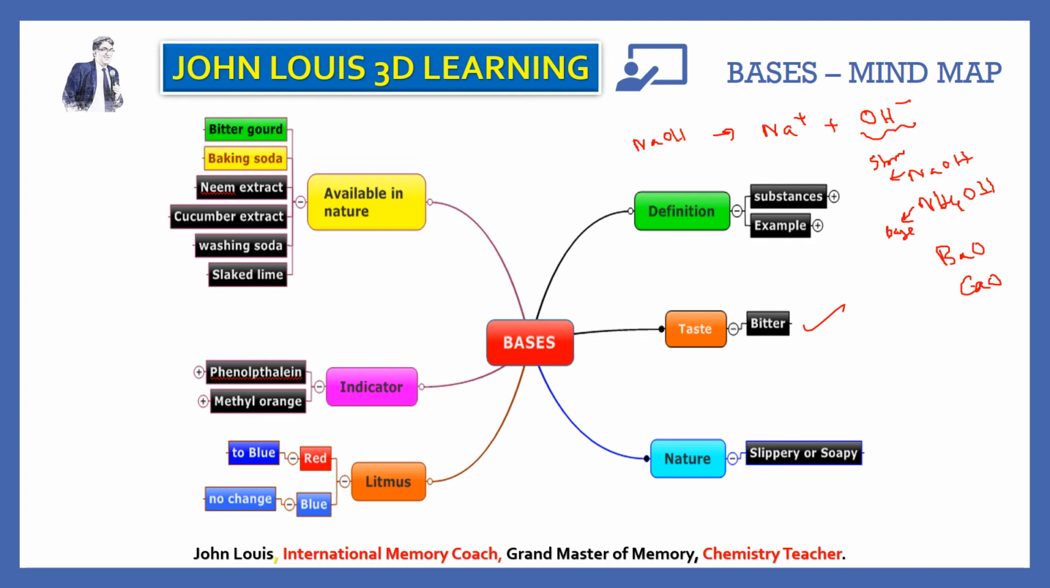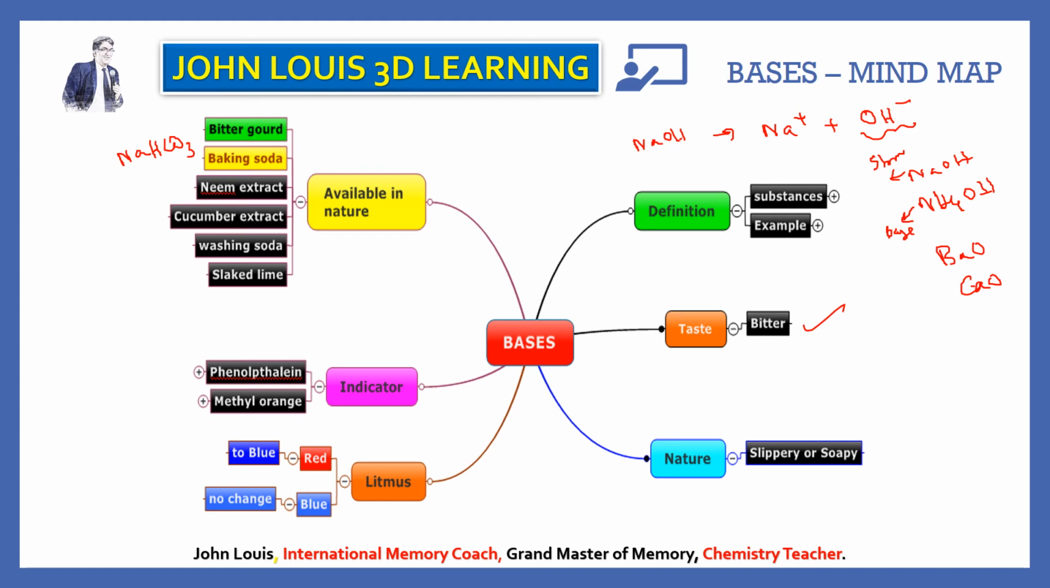Okay, what are the naturally available bases? Baking soda. For cooking purposes, we use baking soda, NaHCO3. When we make puri, in order to make it very fluffy, they add baking soda to the ingredients. When we make cake also, we always add baking soda to make the cake very fluffy and soft. Then bitter gourd is bitter in taste because some bases are present in it.